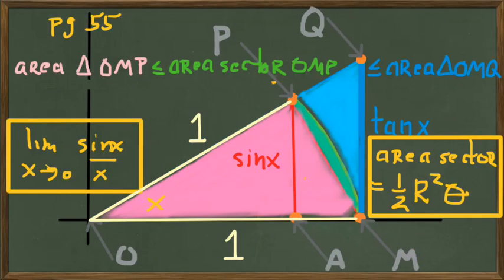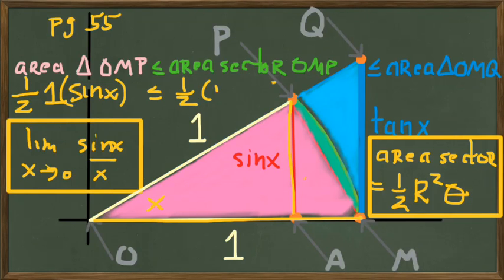So filling in the areas for the triangle, two triangles, and the sector underneath them, the pink shaded triangle has a base of 1 because the base is the radius, and it has a height of sine x, so its area is 1/2 the base times the height, 1/2 times 1 times sine x. The area of the sector is 1/2 the radius squared, which is 1 squared, and the angle theta we have said is x. So 1/2 times 1 squared times x.